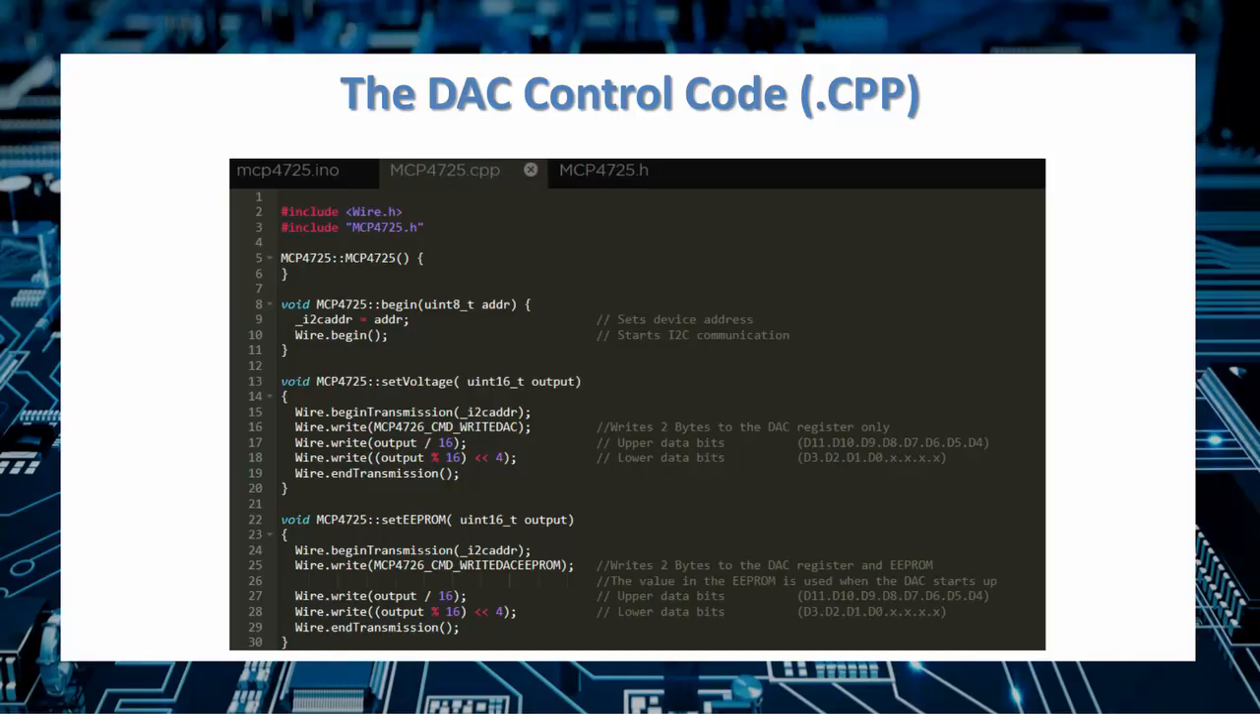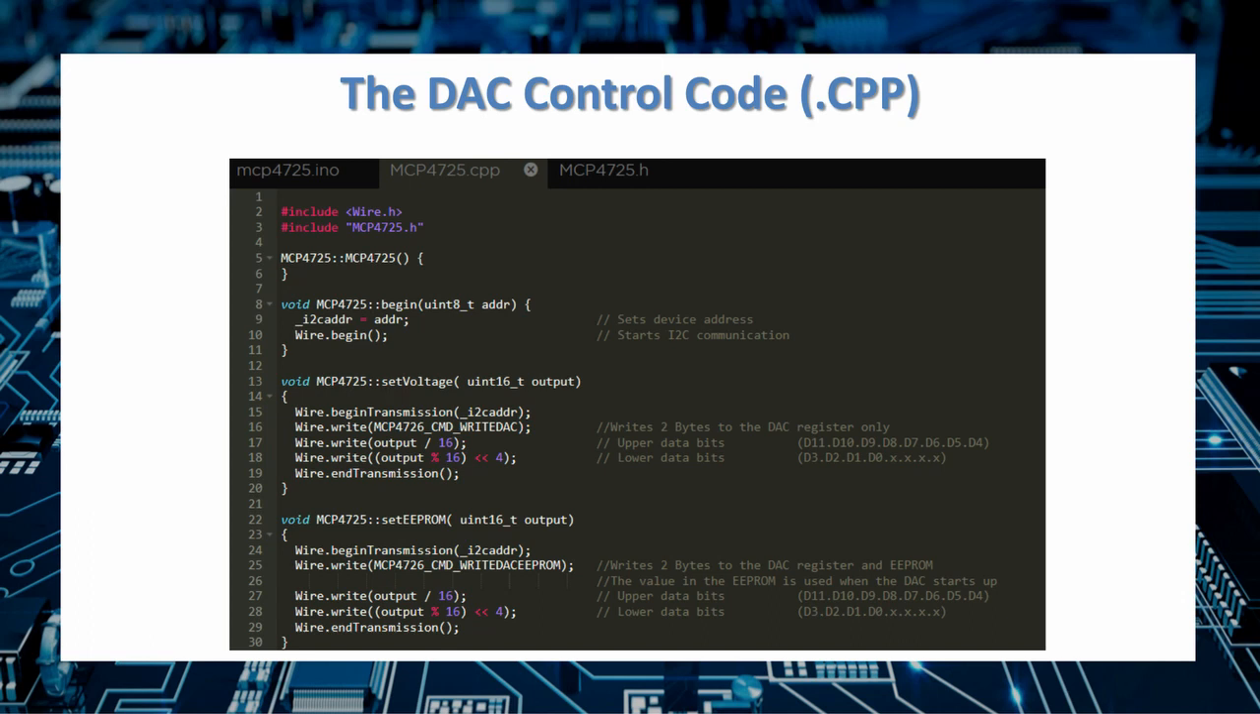Now that we've defined the members and variables for the class, let's go ahead and write the actual code. So here's the CPP file. We include the wire.h library because that gives us all of the I2C functionality we need, followed by the h file, which defined our class. We create an empty constructor, and then the first method that we create is the begin method. And the begin method sets the address to the I2C address of the chip and then calls wire.begin. Wire.begin starts the I2C communication process.